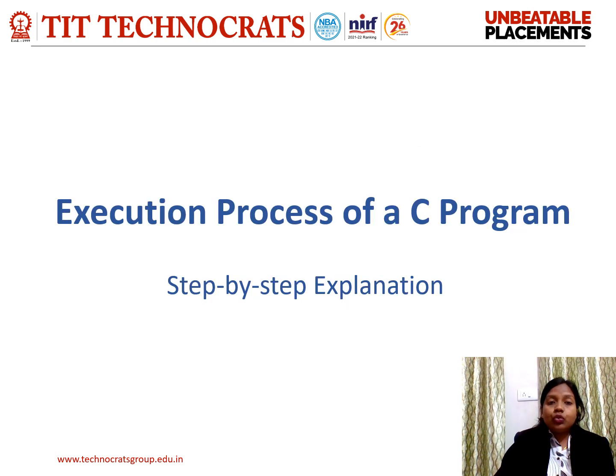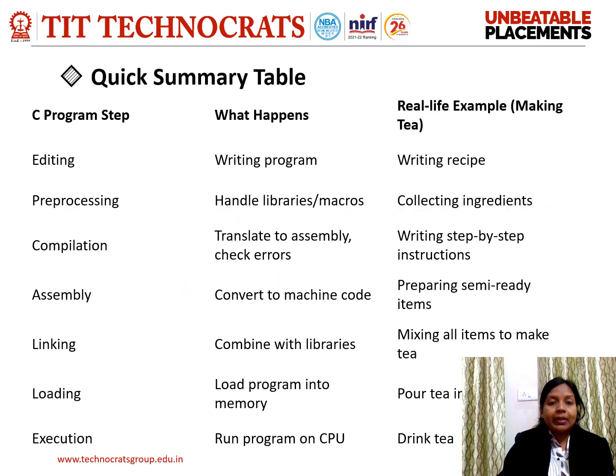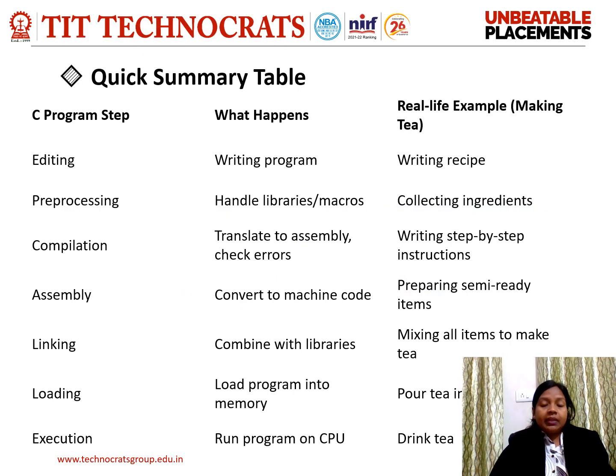What is the execution process of a C program? Let's explain step by step. First, editing means writing the program. Where do we write the program? In an IDE, in online compilers. Next is pre-processing, which means handling libraries and macros. Third is compilation. What does compilation mean? Translate to assembly. If there is any error, it will show you.